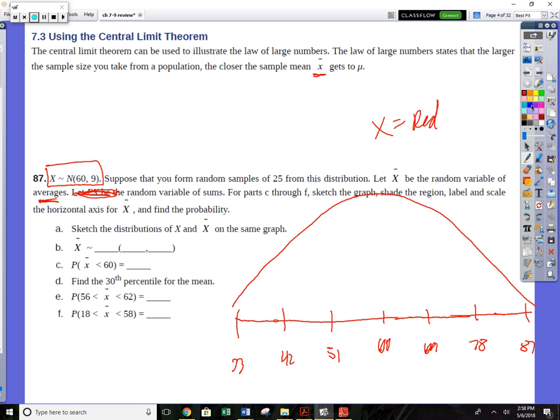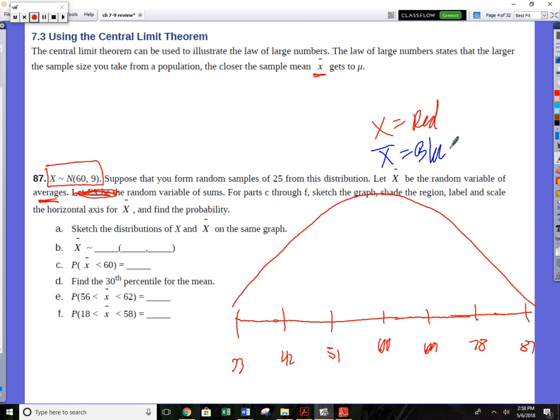So now if we change to blue, here we go. Let's find this. So x bar is going to be normal. We're going to use the exact same mean, so we're going to start at 60, but your standard deviation is going to be smaller. So we're going to take the old standard deviation and divide it by the square root of n, which is 25. So 9 divided by 5. So that is 1.8.